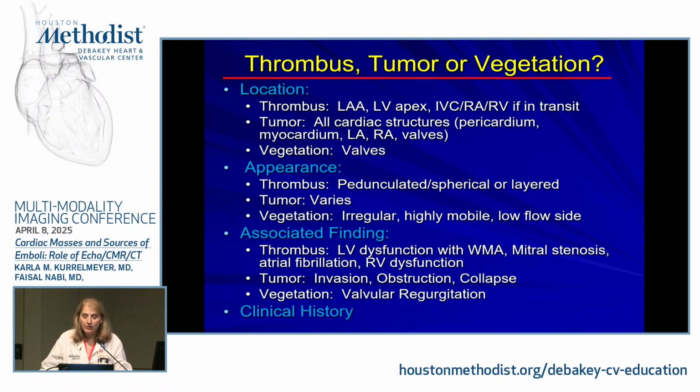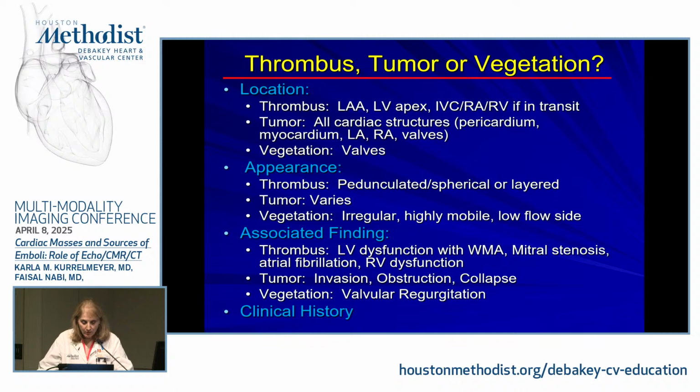Associated findings are also very helpful. Thrombus, we talked about the regional wall motion abnormalities. You need that because you need the low flow state in order for the thrombus to form. So it needs to be very low flow there in order for that thrombus to happen. So you look for that apical aneurysm or inferior basal aneurysm. If there is a mass there, it's most likely going to be a thrombus.